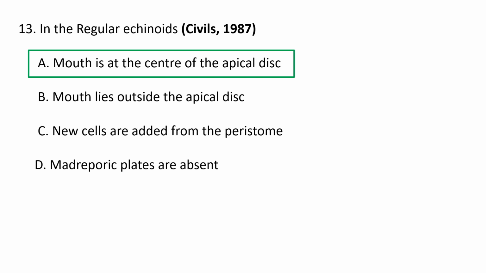In the regular echinoids, mouth is at the center of the apical disc. The mode of life requires that they can roam in any direction, so the body plan is one of radial symmetry. That means the mouth is located at the center of the apical disc in the regular echinoids, and the anus is at the center of the upper surface. So mouth at the center of the apical disc is the correct answer.